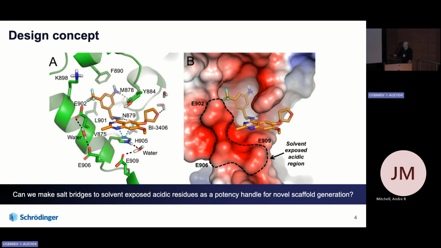And that as well allowed us to formulate a hypothesis, which is that could we make salt bridges from our inhibitors to target these novel solvent exposed acidic residues as a potency handle for developing scaffolds?